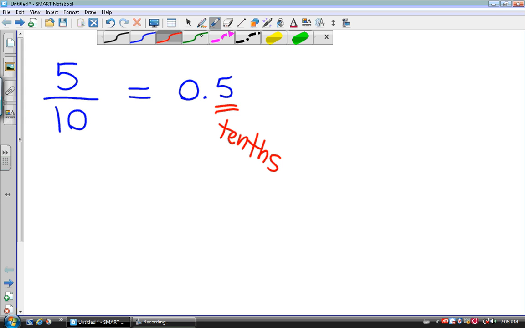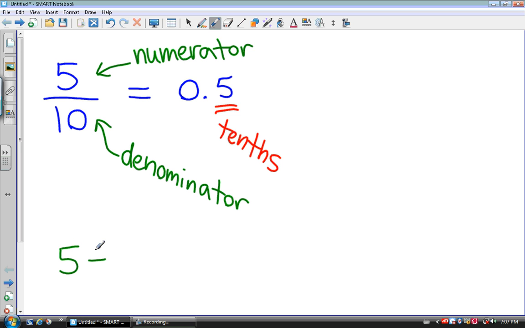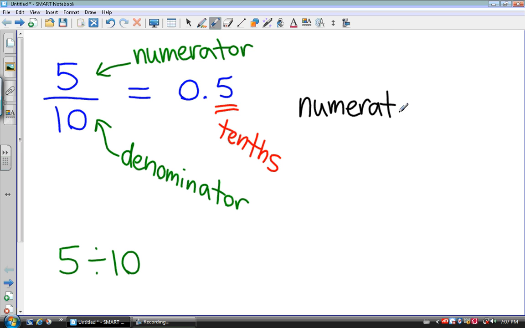Well, every fraction has two parts. We have a numerator, and we have a denominator. And a fraction is like a division statement. The numerator is on the top, the denominator is on the bottom. This is like saying 5 divided by 10, or the numerator divided by the denominator. We'll write that over here. The numerator divided by the denominator.